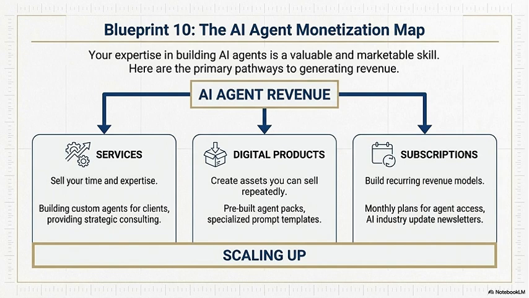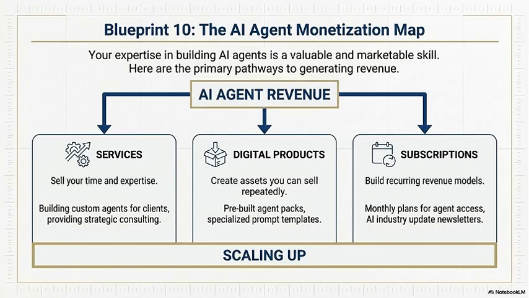The second path is more about scale. Digital products. This is where you package your expertise into something you can sell over and over. This could be pre-configured agent packs, like an agent that's already trained to summarize legal documents for small law firms, or even simpler things like prompt templates that guarantee a specific structured output. You're selling the IP. And the third stream, which is often the goal for a software business, subscriptions.